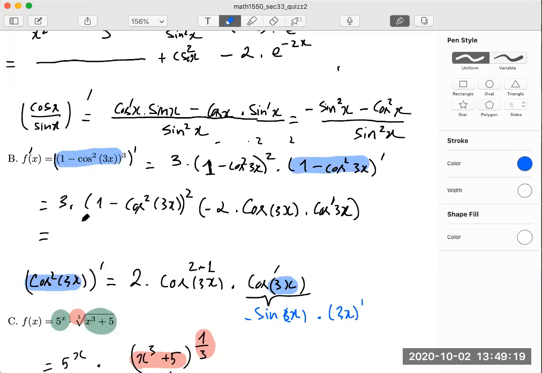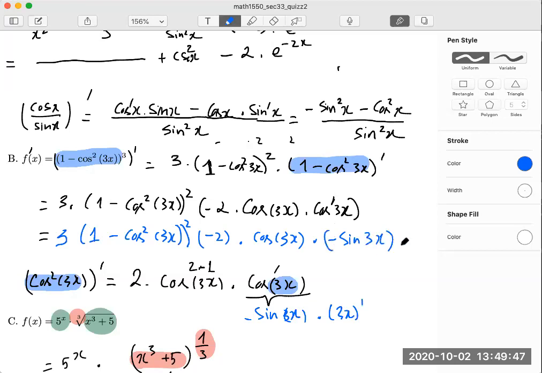The number 3, let's see, 1 minus cosine squared 3x, then squared, we just rewrite it. Number -2 times cosine of 3x times this derivative, which gives us negative sine 3x, multiplied with the derivative of 3x, which gives us 3 here, right? That's it. You don't have to simplify it.